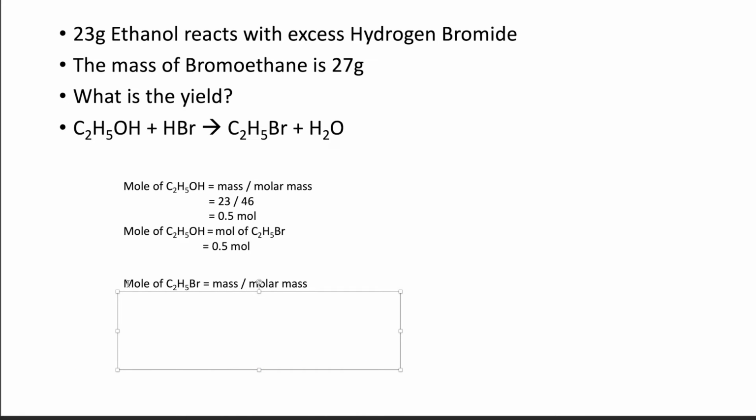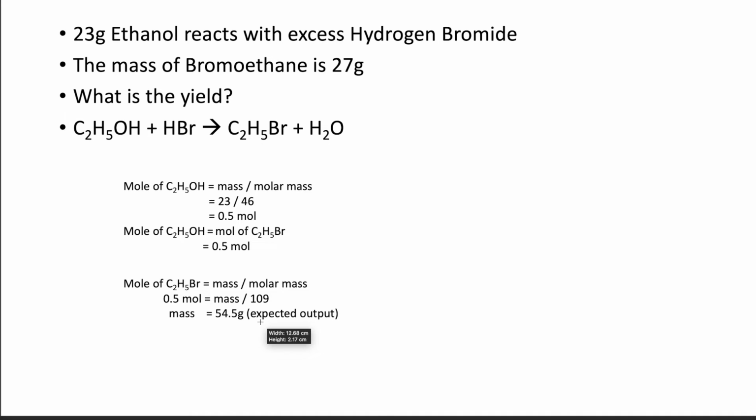So same, throwing the same equation, number of mole equals mass over molar mass. So now we're gonna throw in molar mass and the number of moles. This is how it's gonna look like. Mass is the one that you're gonna calculate. Okay, 109, same is the large numbers on the periodic table of C2H5Br. Add them all up, you get 109, and you punch them into the calculator, you get 54, rearrange them, 54.5 gram. This is your expected output.